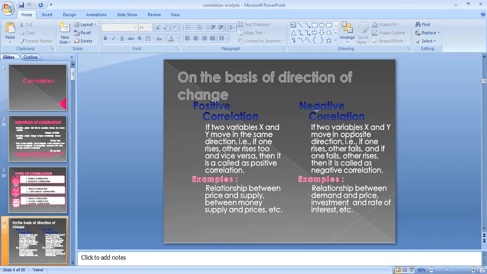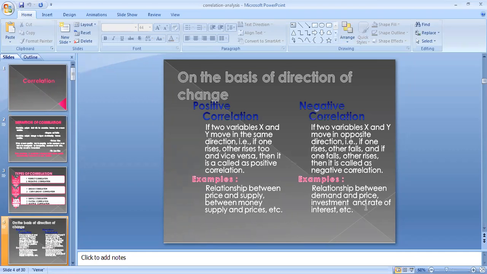And negative: if two variables x and y move in the opposite direction, that is, if one rises and the other falls, and if the other falls then the first rises, then it is called negative or imperfect correlation. For example, the relationship between demand and price: if demand increases, price decreases, and if price increases, demand decreases. You must know about this.